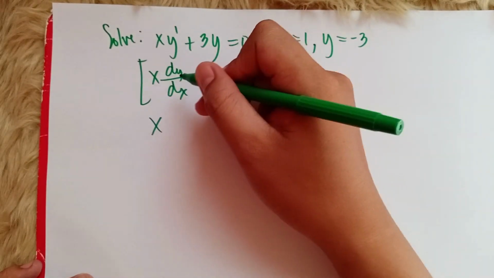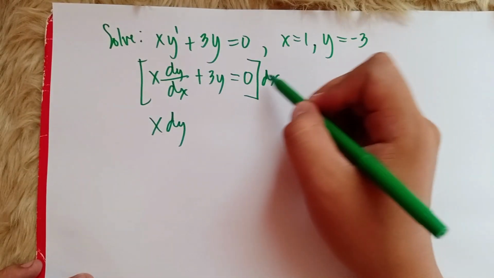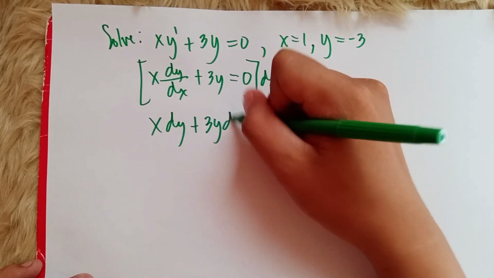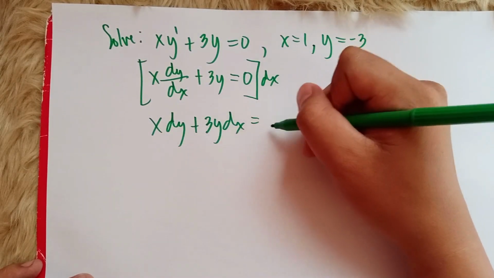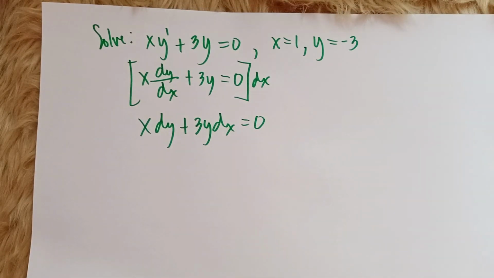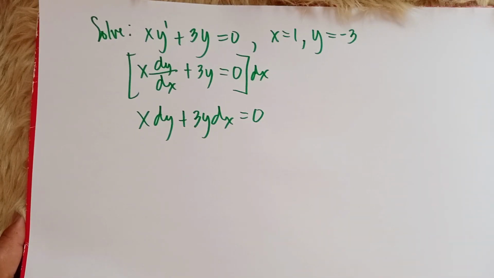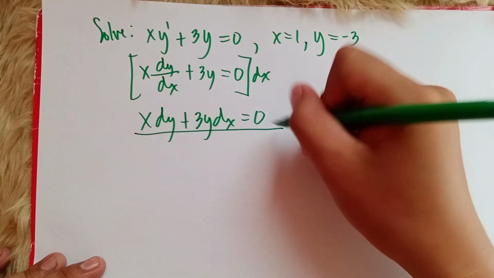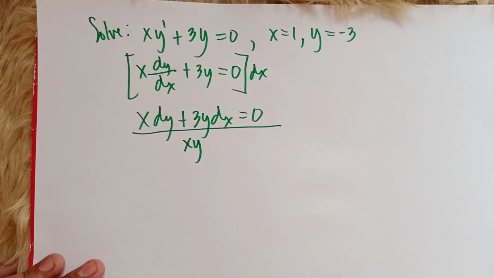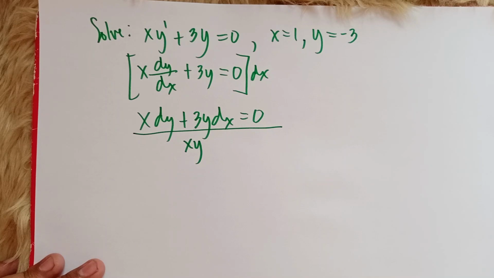So, this is now dy. Okay, kasi maka-cancel yung dx, plus 3y times dx, that is 3y dx, equals 0 times dx is 0. Now, nasa isang grupo na ba yung lahat ng x? Nasa isang grupo na ba yung lahat ng y? Hindi pa. So, ang gagawin natin is, i-divide natin yung whole equation ng x times y. Okay? Divide natin yung whole equation ng x times y.